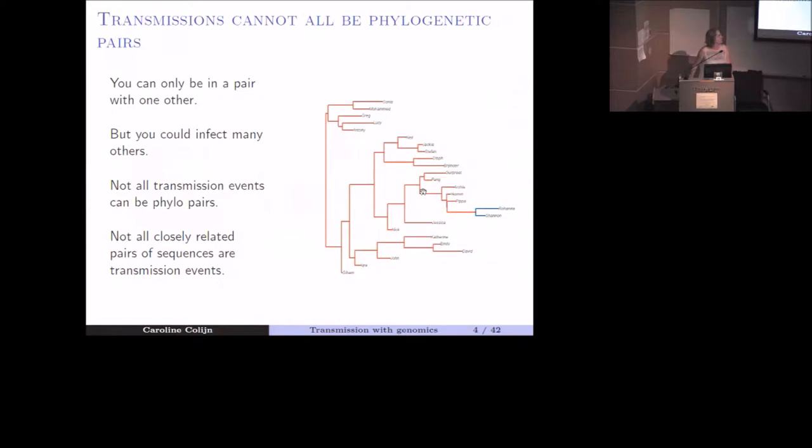So that goes through. But of course, if you sequence lots of people, most of the people in the outbreak, then you can observe that you could infect lots of your friends. But if you make sequences into a binary tree, you can only be in a pair with one other person at most. And you may not be in a pair with anyone. Greg is not in a pair with anybody else. So for that reason and many others, I think one or two of which I'll get to later, we can't just read off the story of who infected whom from phylogenies.